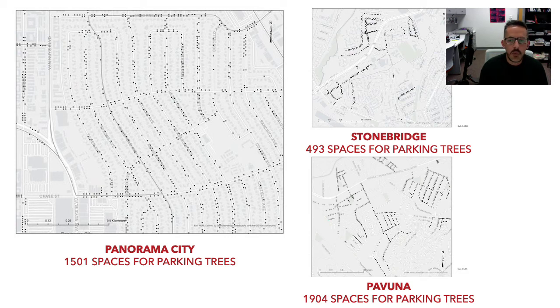By using these 7-point criteria, we started mapping those underutilized spaces used for parking. For example, in Panorama City, we found 1,501 spaces for parking trees. In London, in Stonebridge, 493 spaces. And in Pavuna, Rio de Janeiro, 1,904 spaces. In total, there are around 4,000 spaces for parking trees that can really modify reality in those neighborhoods.